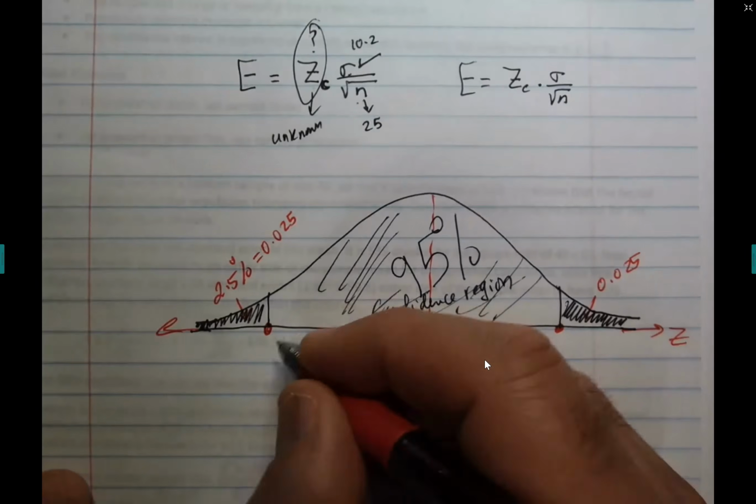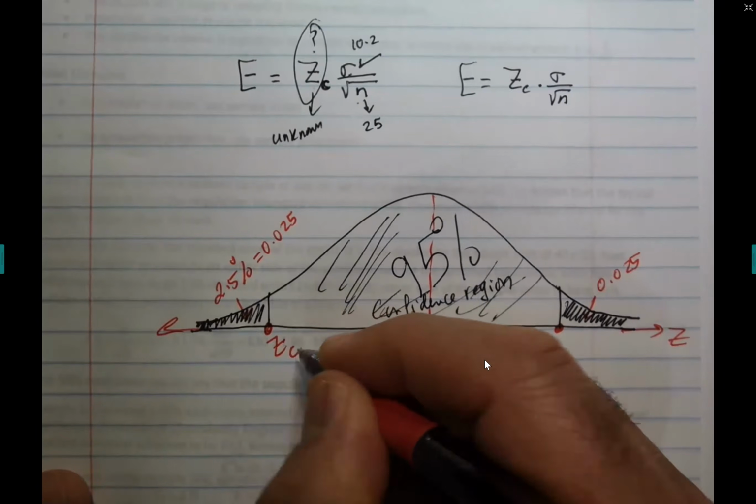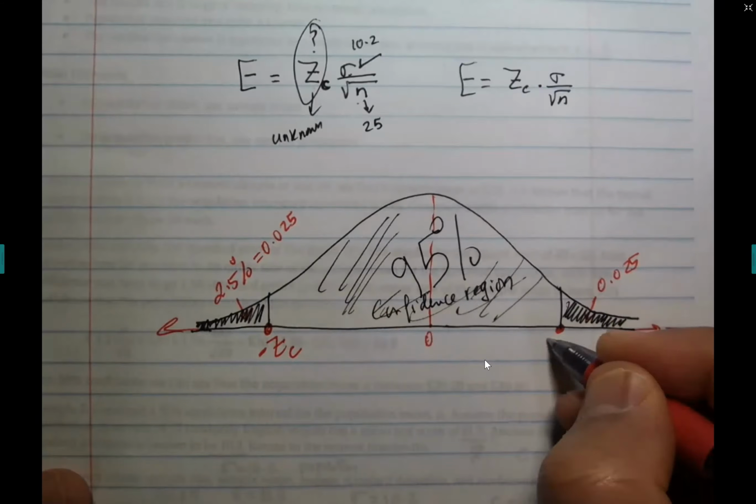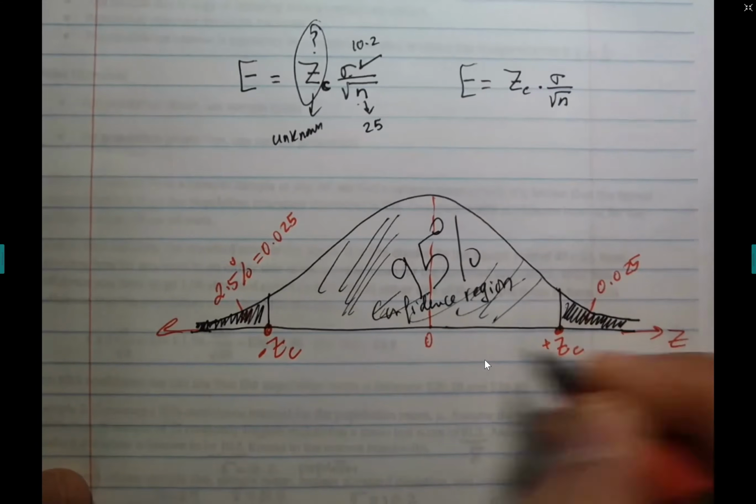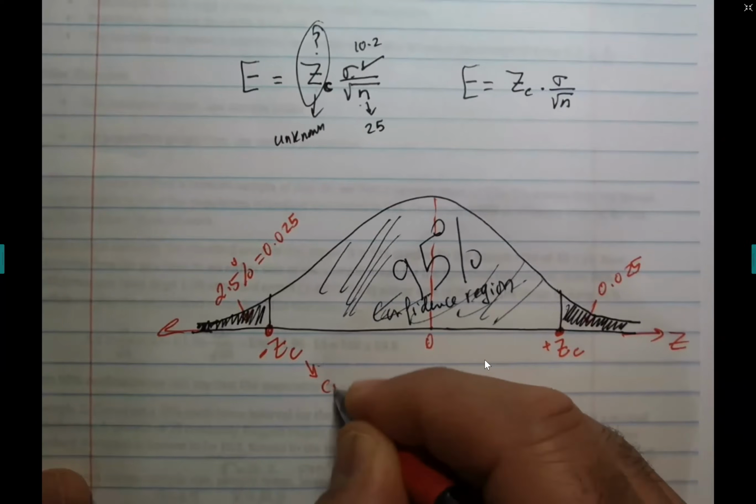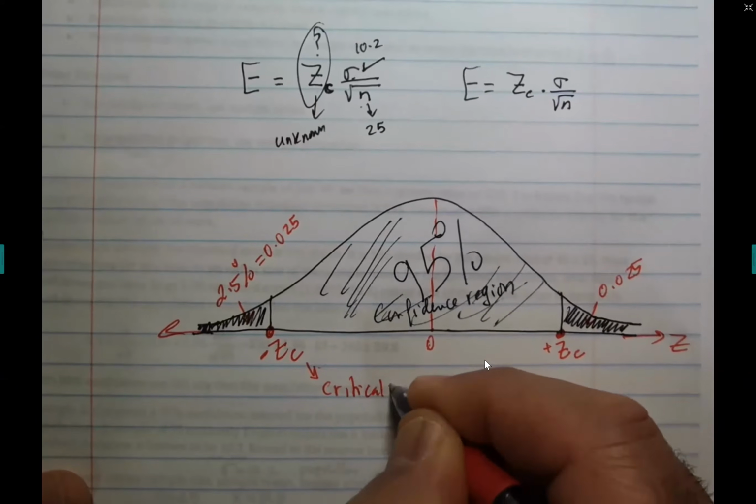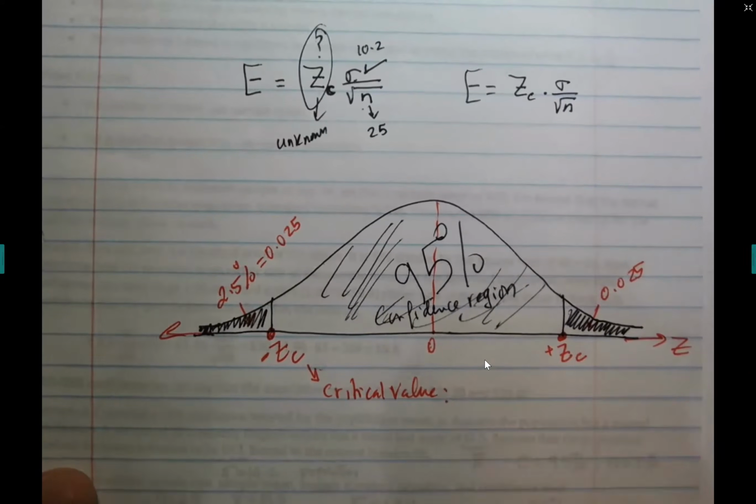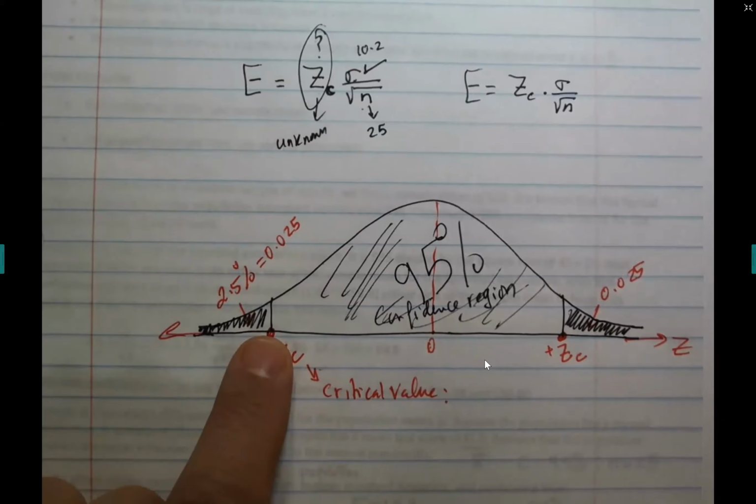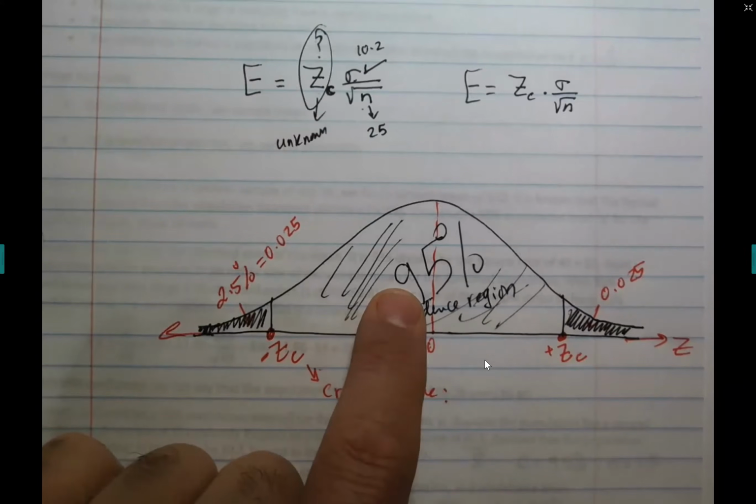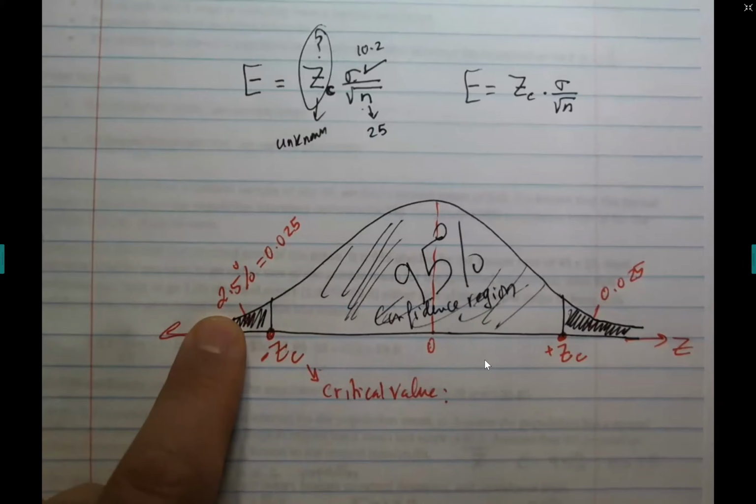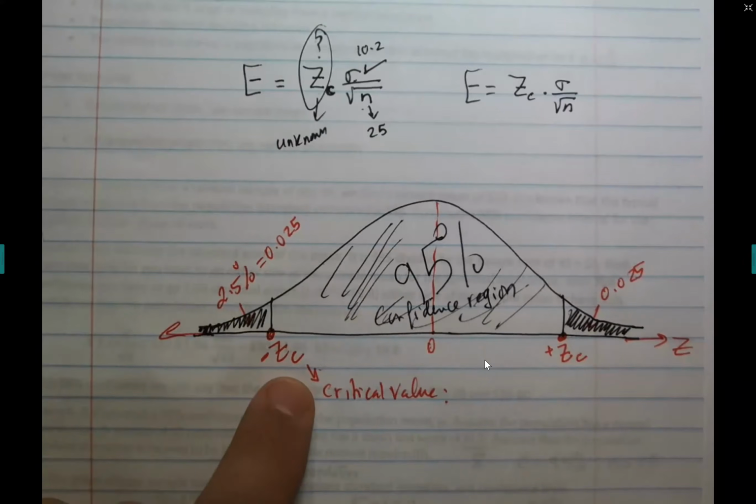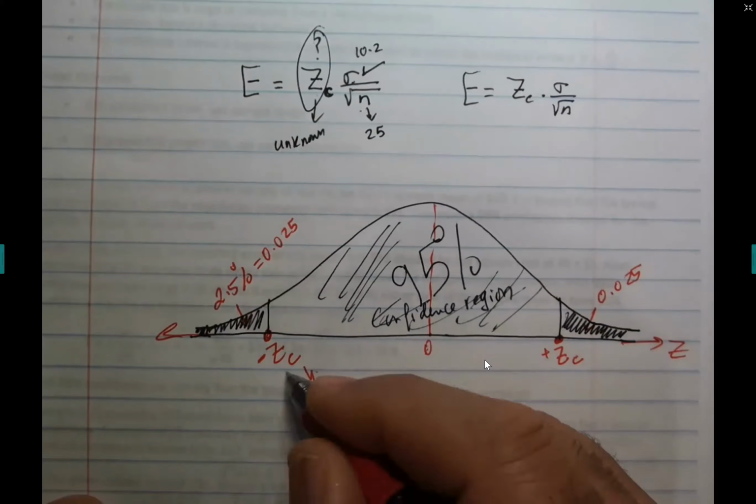So this is your Z C right here. One is negative and one is positive. And it is called a critical value. Why do they call it a critical value? They call it a critical value because it splits up, separates the confidence region from the non-confidence region. So what is this Z value? Does anyone know how to find this? What do I do to find this value?